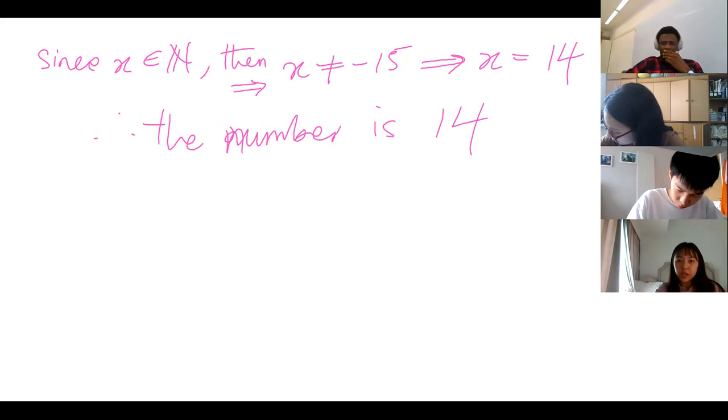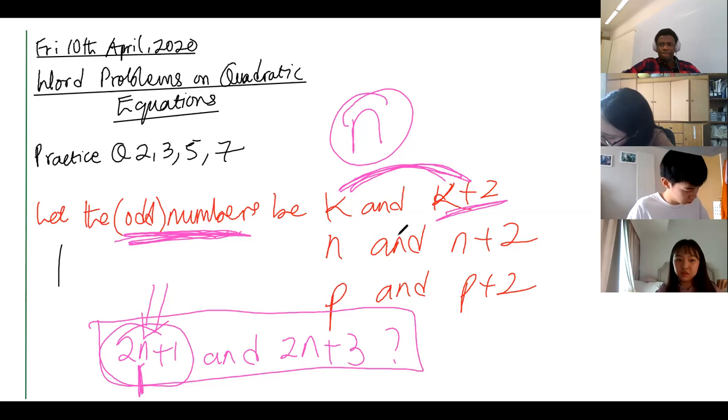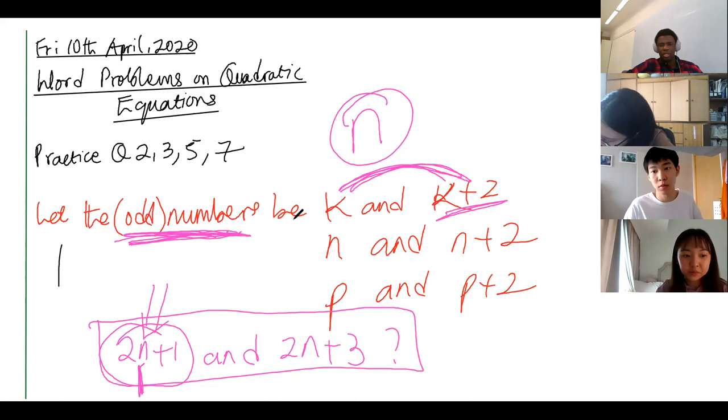Okay, the next one now. For question 5, you said the numbers are 2x plus 1 and 2x plus 3. Did you hear my explanation when I corrected some other people here? I wrote it here. Can you see the board? Can you see the board now? Yes. So let the numbers be this and this.